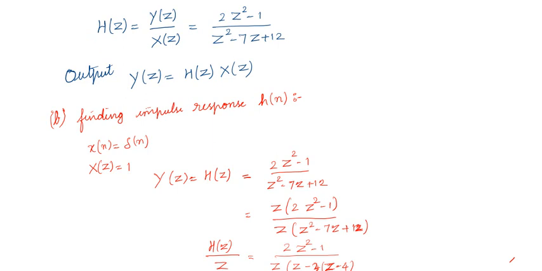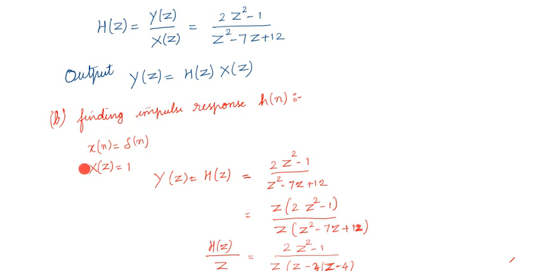The question is to find the impulse response. What is impulse response? Impulse response means output. If the input x of n equals delta of n, the output is called the impulse response h of n. So the input is an impulse, x of n equal to delta of n.